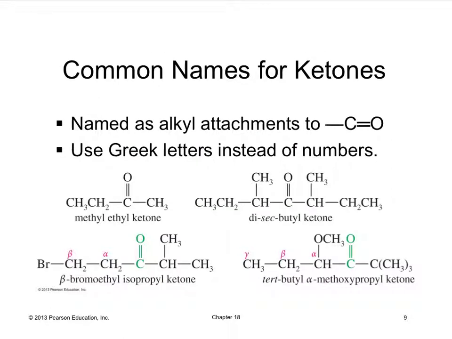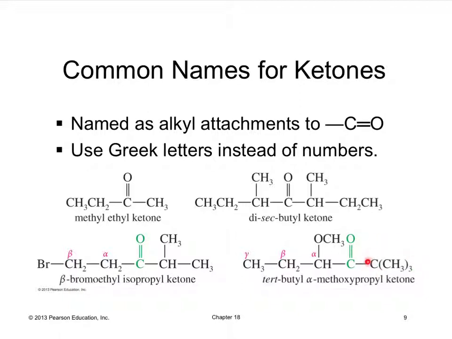In terms of common names for ketones, you're going to name as alkyl attachments to the carbonyl, and you're going to use Greek letters instead of numbers. Here's ethyl group, here's methyl group, and it's a ketone, so it becomes methyl ethyl ketone. This is a sec-butyl, this is another sec-butyl, so it's a di-sec-butyl ketone. Here's isopropyl group, here's an ethyl group, but at one of the sites you have this bromo substituent, so you're going to use Greek letters, so this is alpha, this is beta, as you're going farther away from the carbonyl. So it's beta-bromoethyl isopropyl ketone.